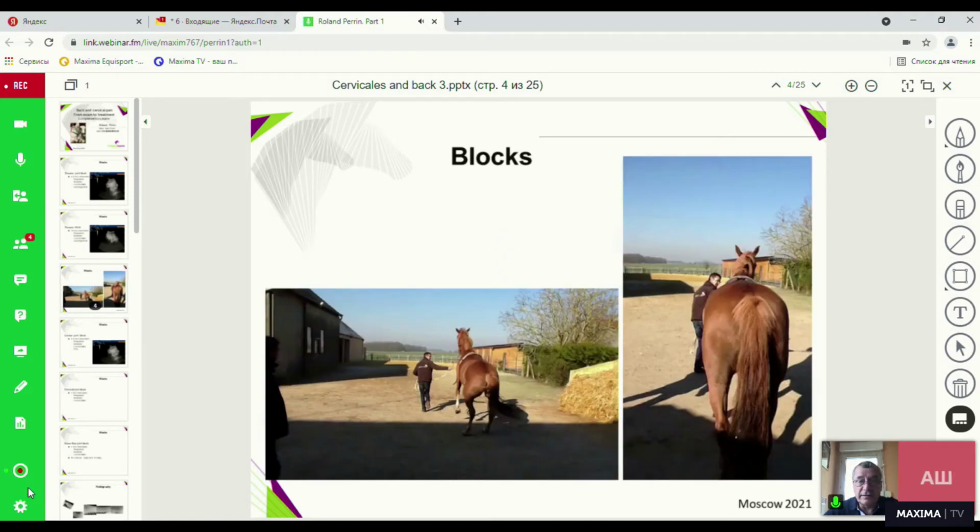For example, on the second test, this horse jumps forward very hard and has big pain, and after the block is totally normal. So this proves that you have the pain here. Without that, it's very difficult to be sure.